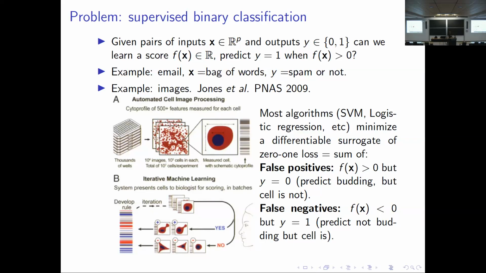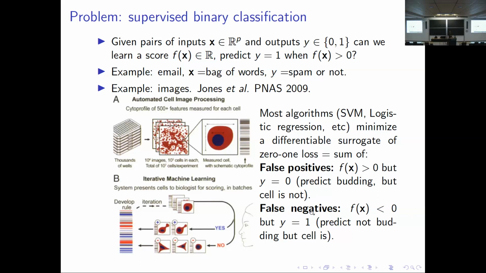There are different algorithms for doing the binary classification, such as SVM, logistic regression, etc. All of them are minimizing a differentiable surrogate of the 0-1 loss, which is the sum of false positives and false negatives. We're going to be talking about these two things, so let's define what they mean. False positives are when our predicted score is positive, but the label is actually negative. In this example, we would be predicting the budding cell phenotype, but the cell is not actually budding.